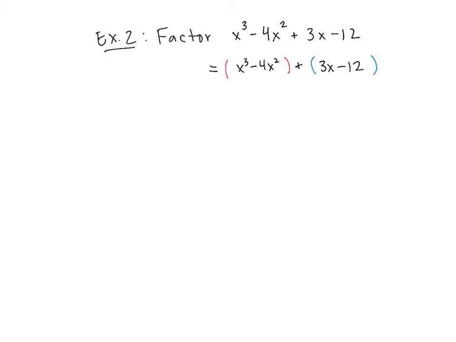So if I'm looking at my red pair here, my GCF of x to the third and minus 4x squared, my GCF again would be x squared because I can pull two x's out of each term here. And when I multiply that back in, x squared times x makes x to the third, and x squared times minus 4 makes minus 4x squared.